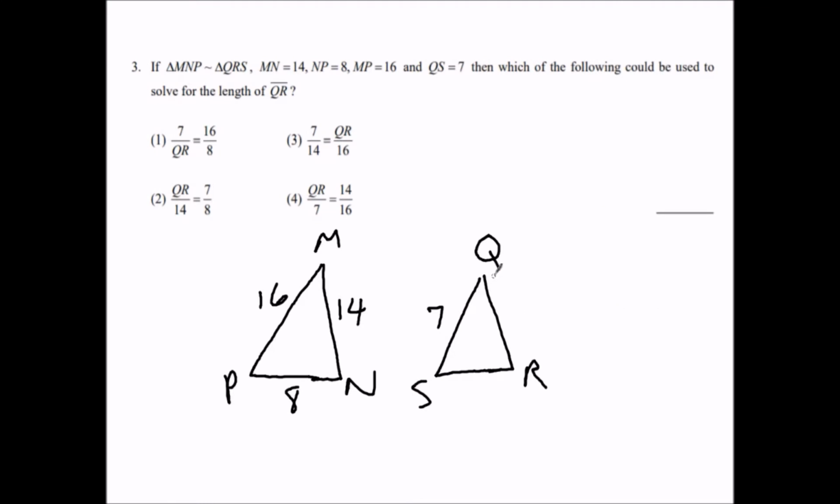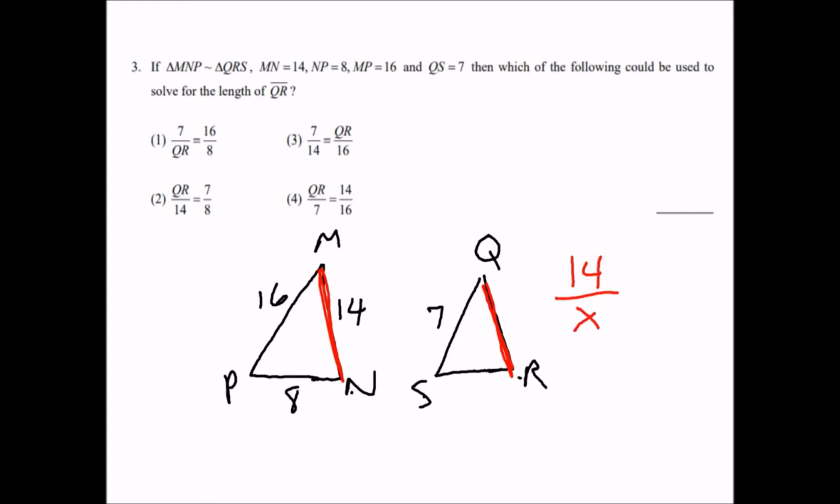Okay, question 3, I already drew these in. I made sure that the letters corresponded, so M maps to Q, N maps to R, P maps to S, and then all of the corresponding sides match up. These don't necessarily look like right triangles, but in any case, what could be used to solve the length for QR? So let's find QR here. QR corresponds with MN, and that's 14.